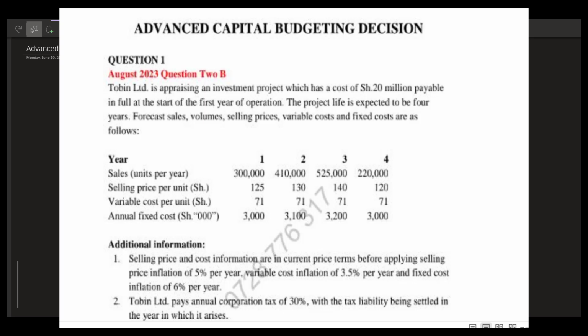Section 5. So today we will be looking at a past paper question which was on August 2023.